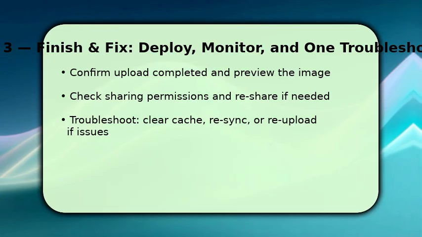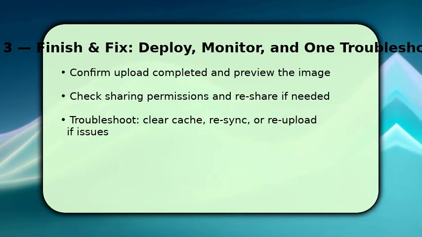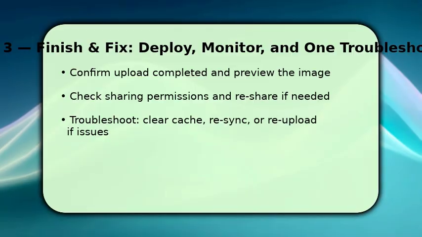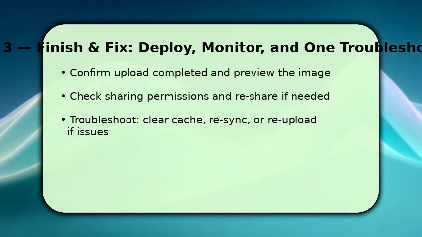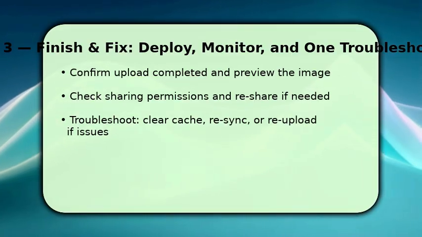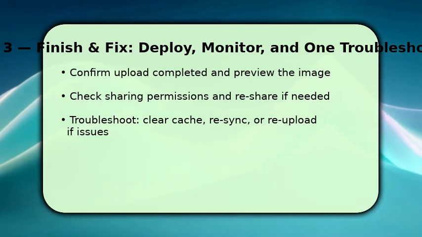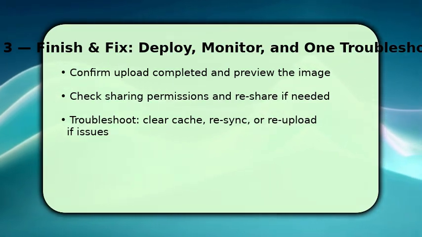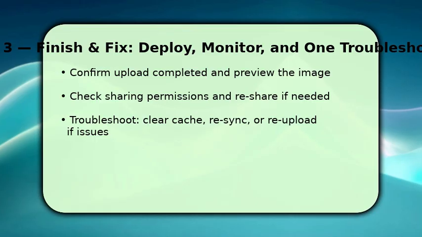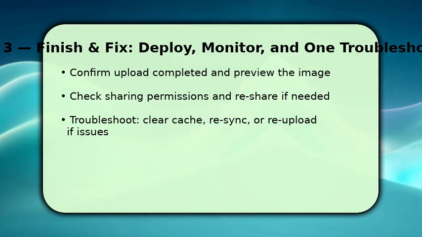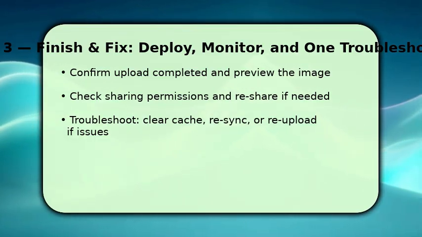Once satisfied, make sure sharing permissions remained correct. Adjust viewers/editors as needed and resend links if collaborators can't see it. If something goes wrong, clear browser cache, force a Drive sync on mobile, or re-upload the file using a different browser. One quick tip: use Manage Versions to restore the prior file if the replacement wasn't right.